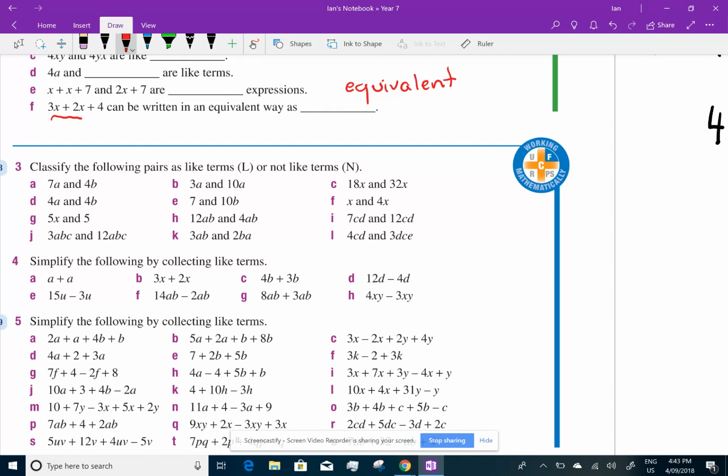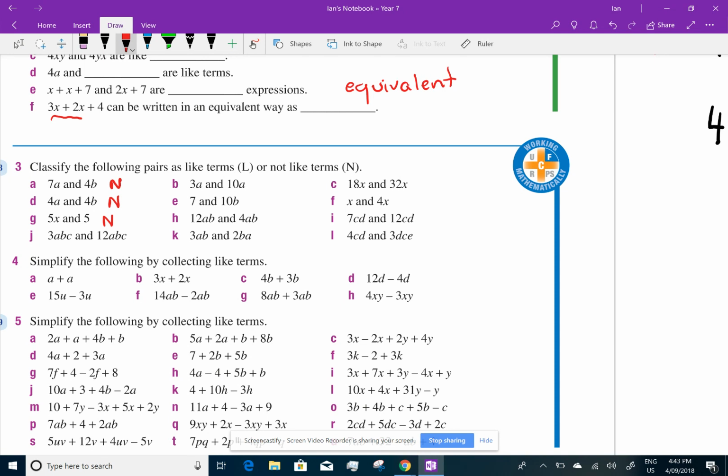Let's just have a quick look here. You should be able to do question 3. I'm just going to do the first column of question 3. You don't have to do it, but it should be good if you watch and see. Well, A and B are not the same, so they're not like terms. 5x and 5 are not the same. They are not like terms.